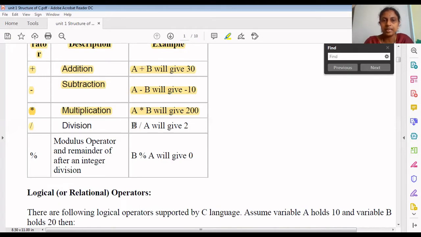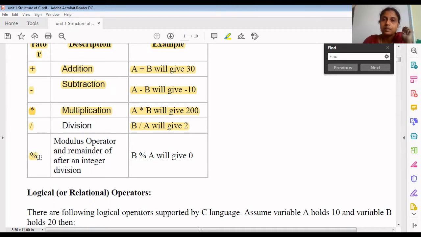See how they are given, B slash A will give you 2. Like that, the slash is the division symbol. And one more thing, like mathematics, we can't write 5 by 2 here. So we will put 5 slash 2. Slash is meant for division. Then modulus. Actually, this is something different from what we usually think.